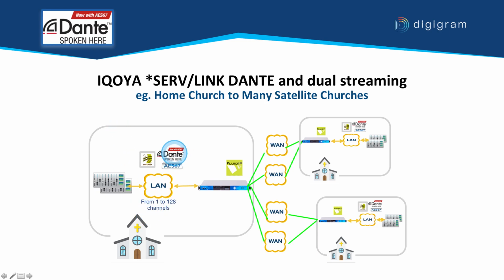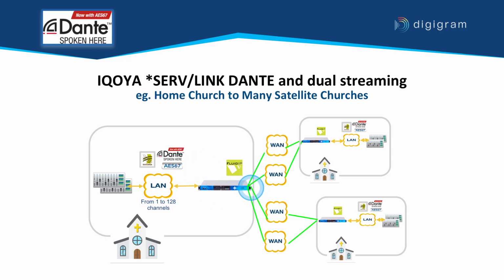So maybe we have Dante audio happening at the home church, and we're taking audio signals from the stage plus the comms and IFB that's going on with the production crew. So all of that is audio, and that can all be piped into this box via Dante or Madi or several other formats, but in this example, we're using Dante.